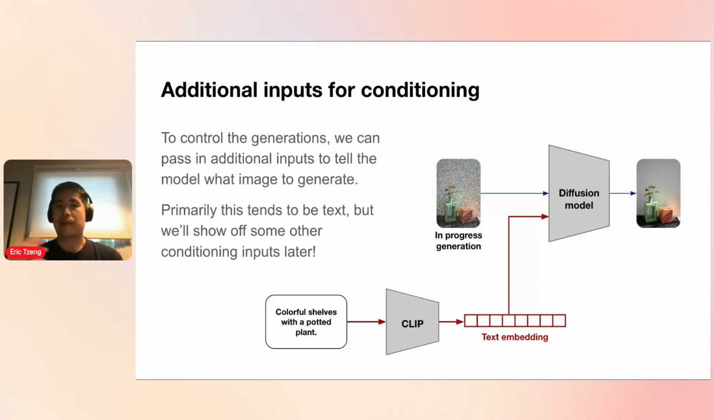And so here, if you have some caption like colorful shells with a potted plant, we can take some text encoder, encode that into some embedding, and then additionally provide this embedding as input to the model. And so the model is now not only getting some partially noisy image that it needs to denoise, but it's also getting some textual input to tell it what the final image should look like. And there are many different forms that this conditioning input can take, not just text, but this is the most common example. We'll end up discussing some more examples of conditioning inputs as we go.